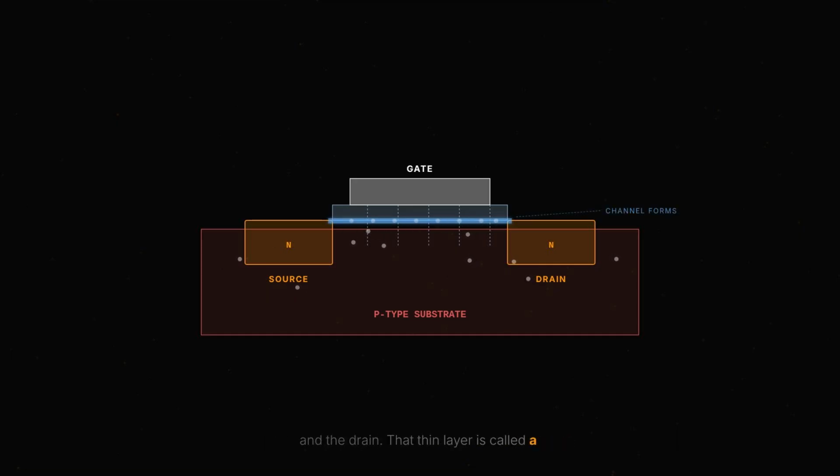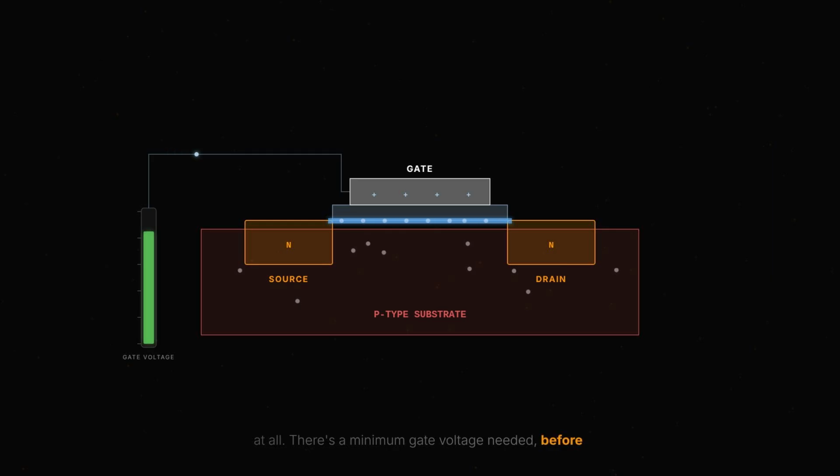That thin layer is called a channel, and once it forms, it connects the source to the drain. Current can flow straight through, but it doesn't happen the instant you apply any voltage at all. There's a minimum gate voltage needed before enough electrons gather to actually form a usable channel. That minimum is called the threshold voltage. Below it, effectively no channel, effectively no current. Cross it, and the channel switches on.